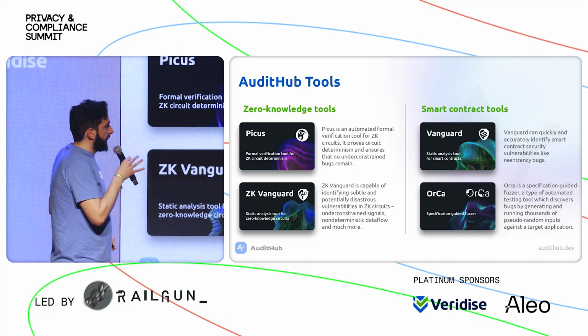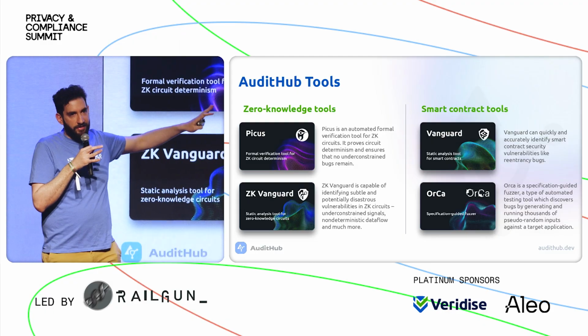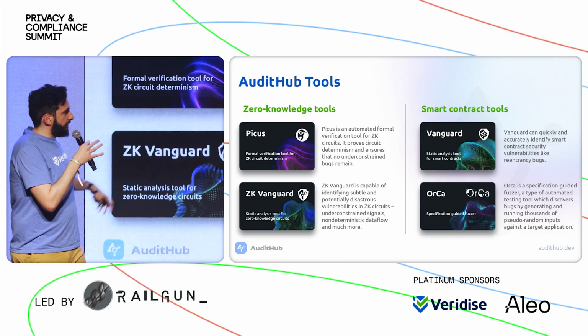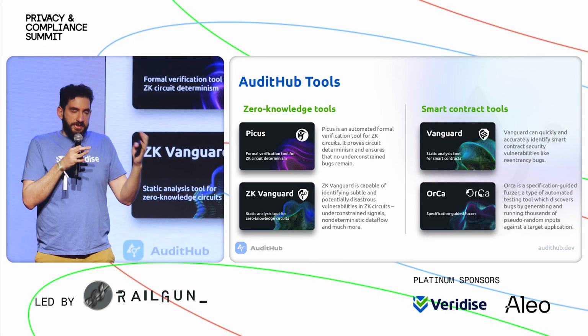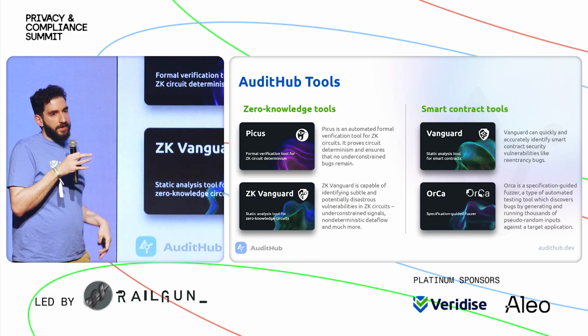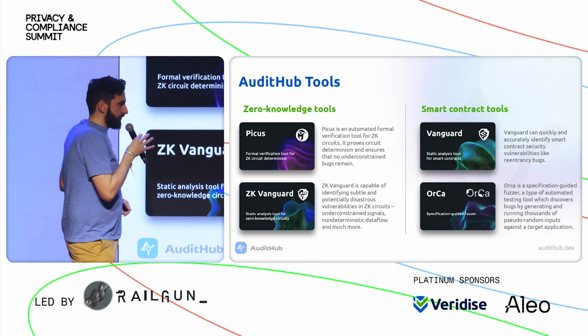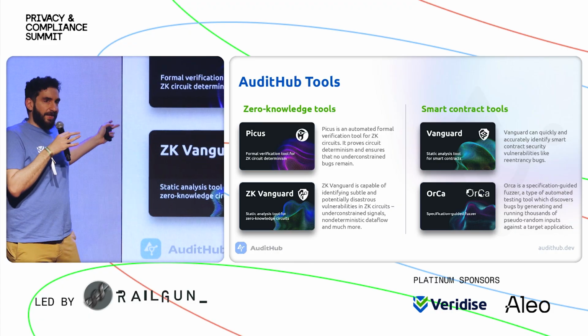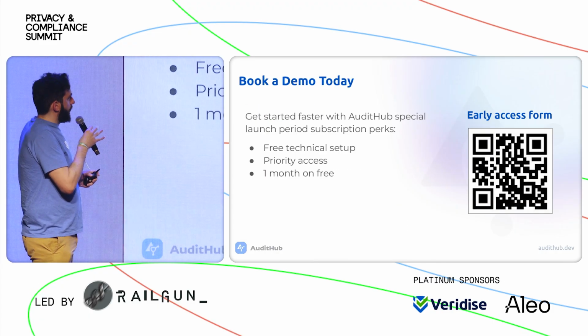but you can also set it up to prove whatever property you want for your protocol. And we also have two DeFi tools: DeFi Vanguard, which is kind of the DeFi equivalent of ZK Vanguard, and Orca, a specification-guided fuzzer that you can use to thoroughly test your DeFi protocol, whether it has ZK components or not.